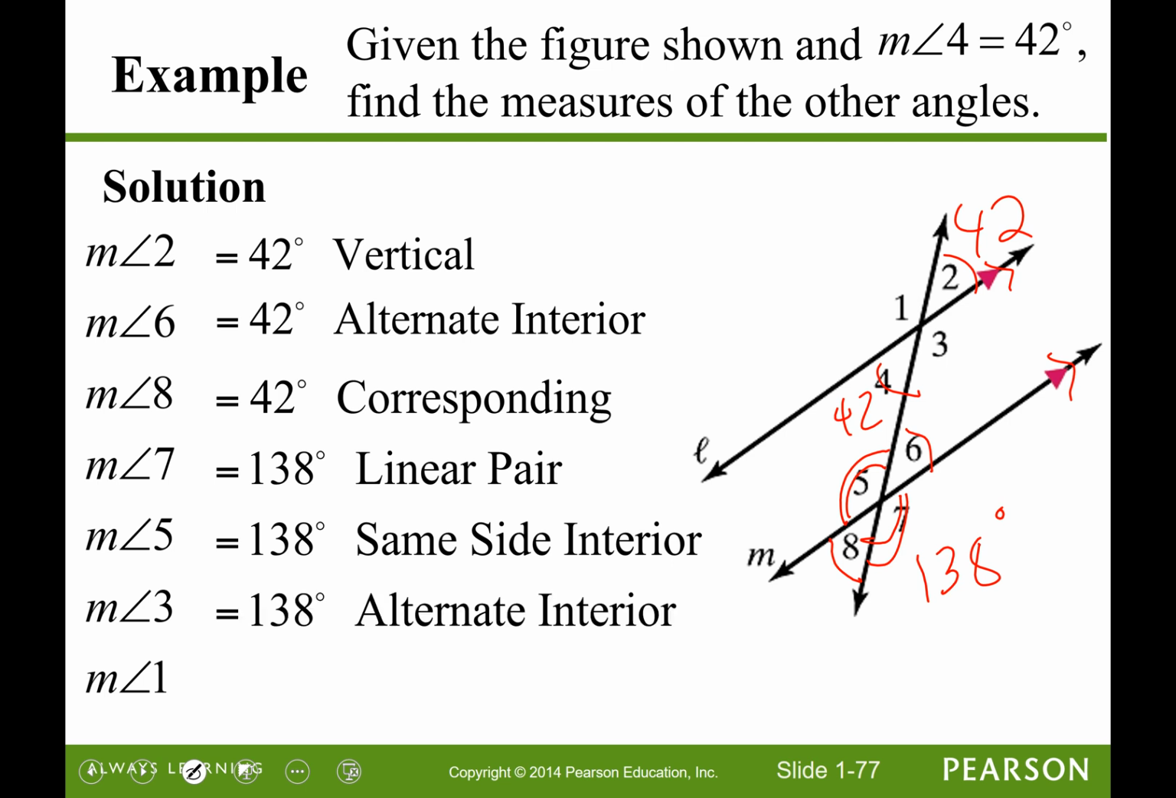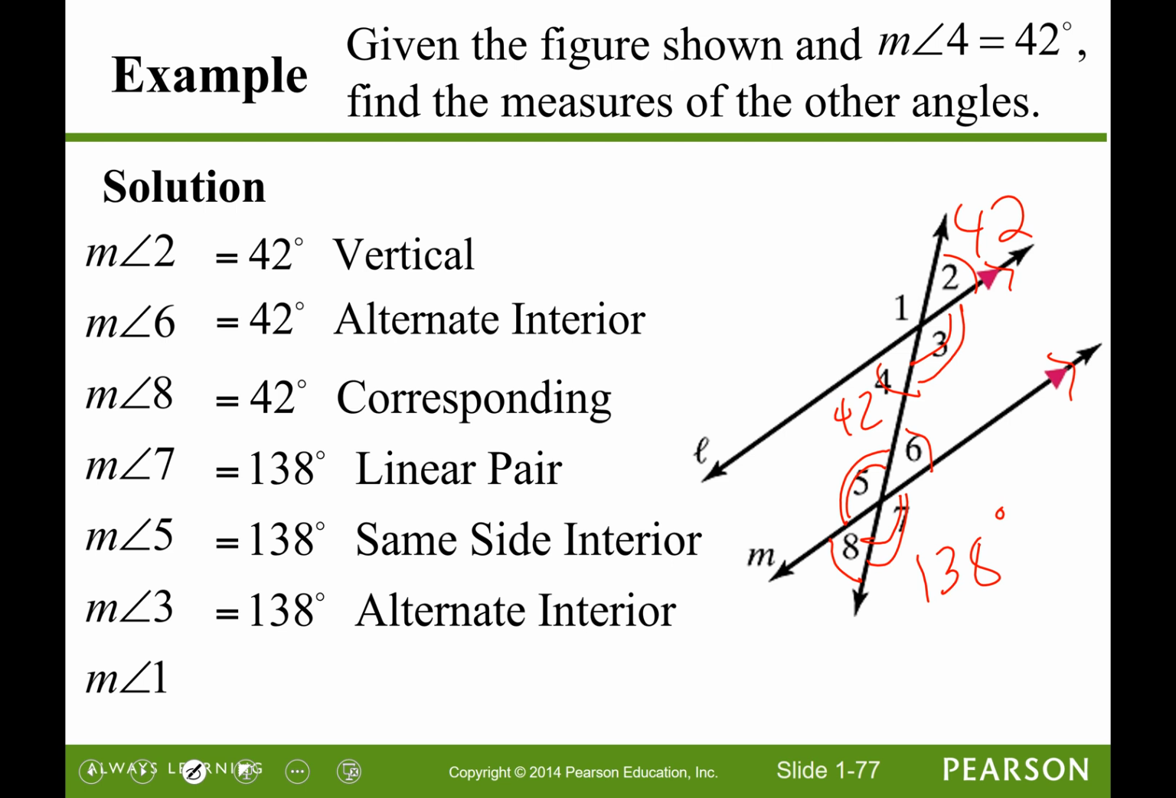Angle 3 is 138. Justification could be alternate interior angles converse, or maybe a linear pair with angle 2, linear pair with angle 4. Oh, it's even corresponding with angle 7. So lots of ways to justify that one.